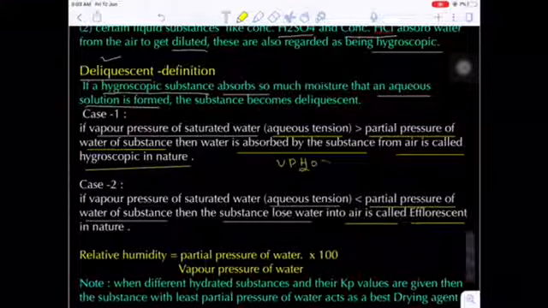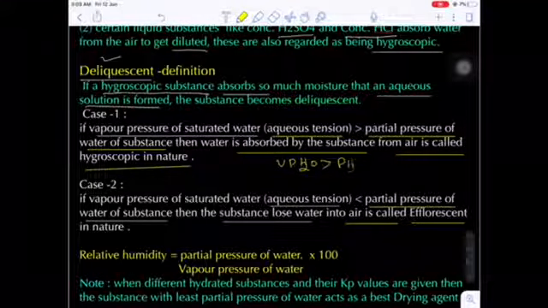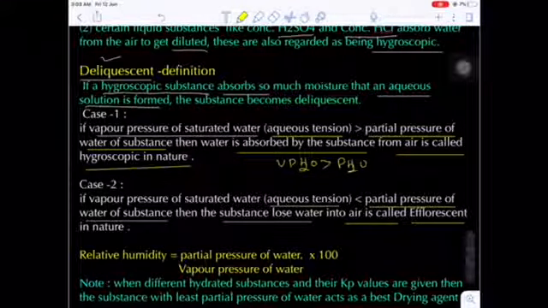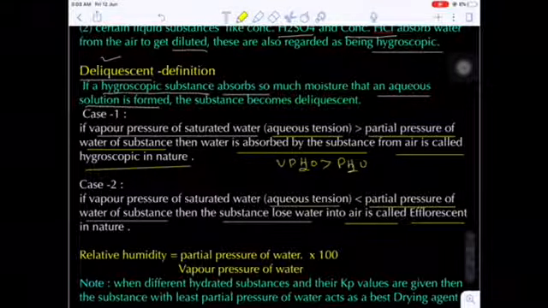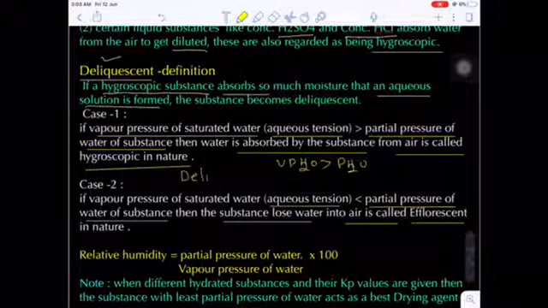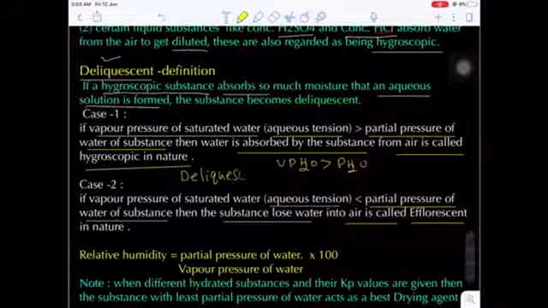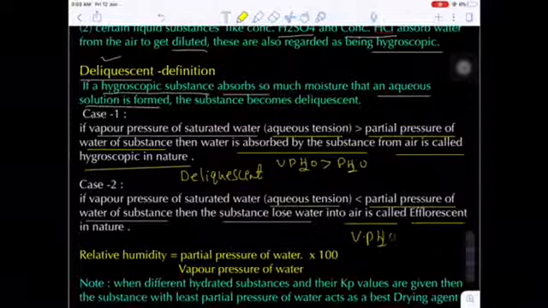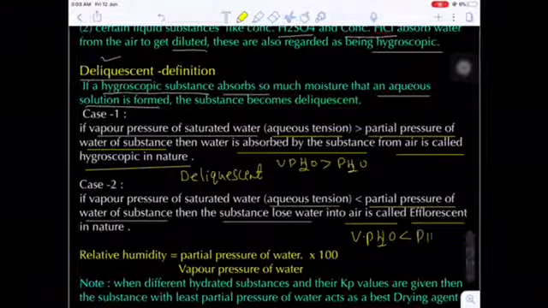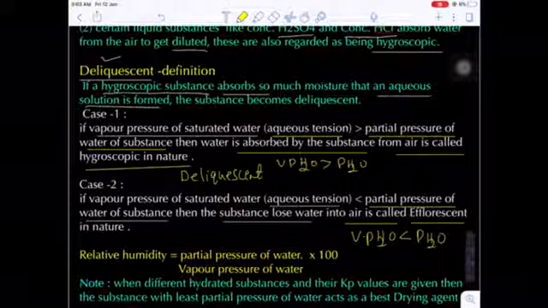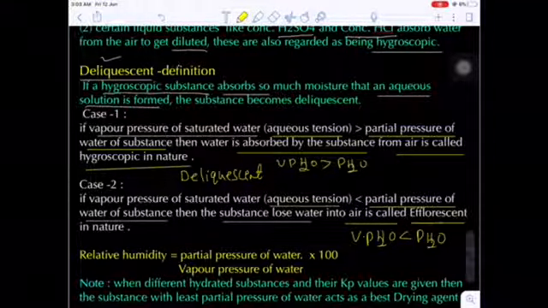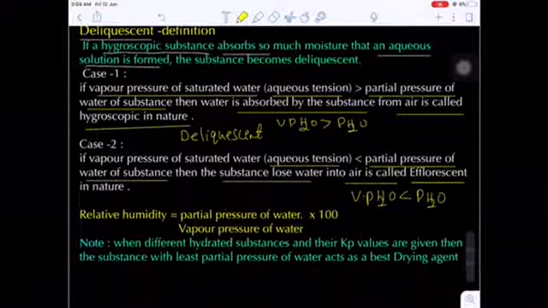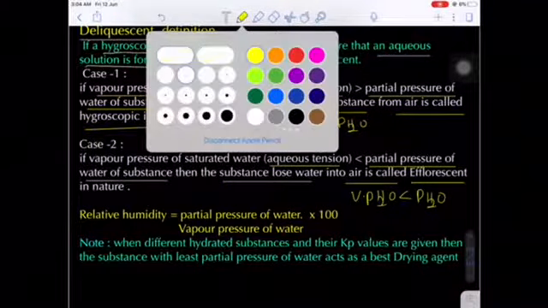If the vapor pressure of water is greater than the partial pressure of water, then the substance is known as hygroscopic. Sometimes we can say deliquescent. If the vapor pressure of water is less than the partial pressure of water, then the substance is known as efflorescent. Known as what? Efflorescent.